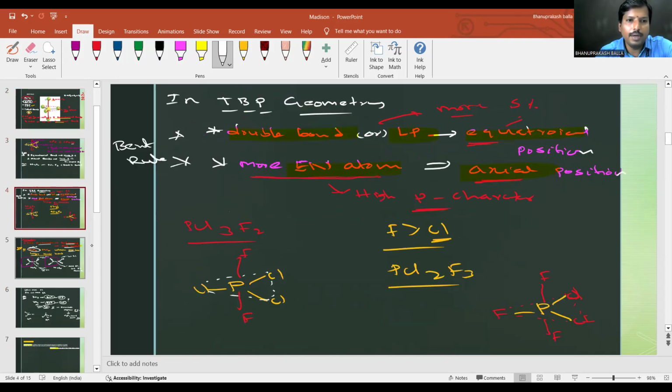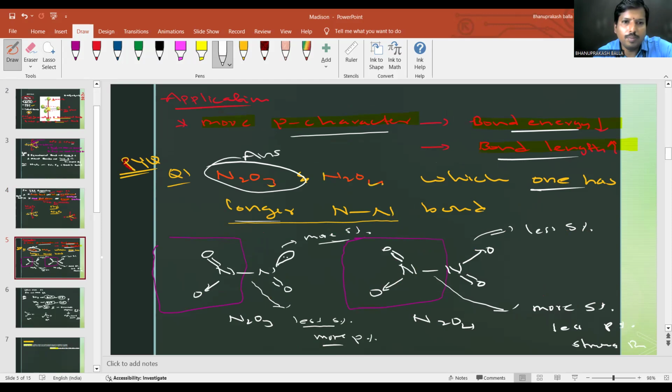According to the Bent rule, particularly in TBP geometry, double bonds and lone pairs always occupy the equatorial position. The more electronegative atom always occupies the axial position. And one of the important applications of our Bent rule concept: the more p character a particular bond has, the less its energy will be, and obviously the bond length will be more.